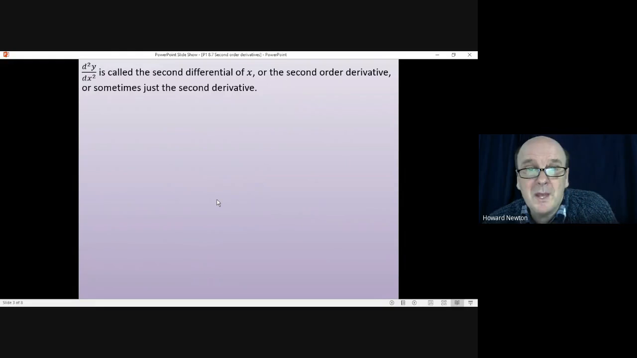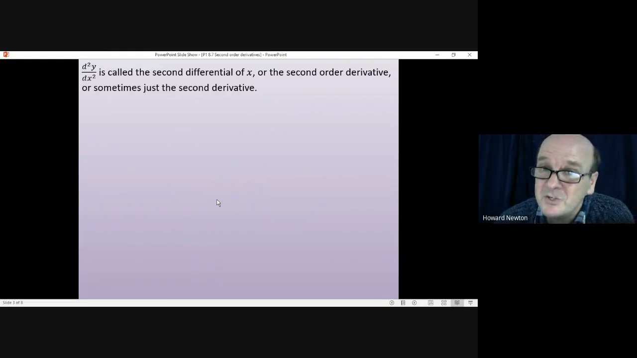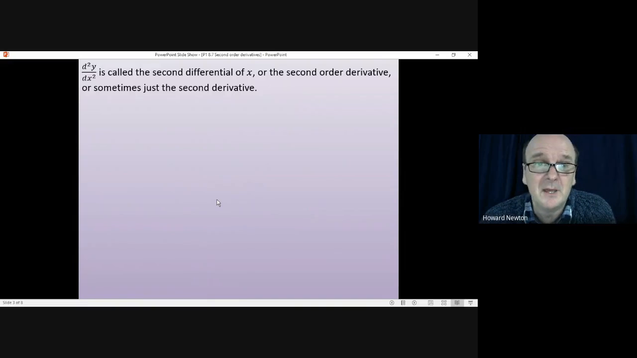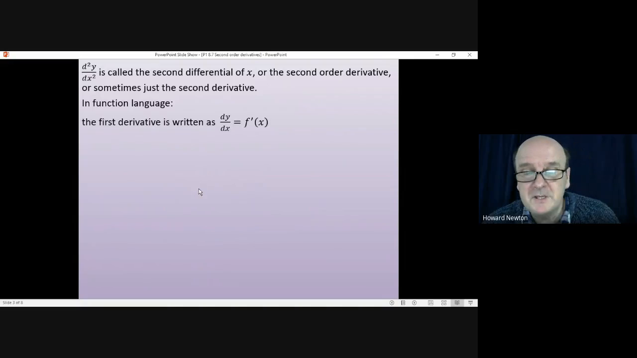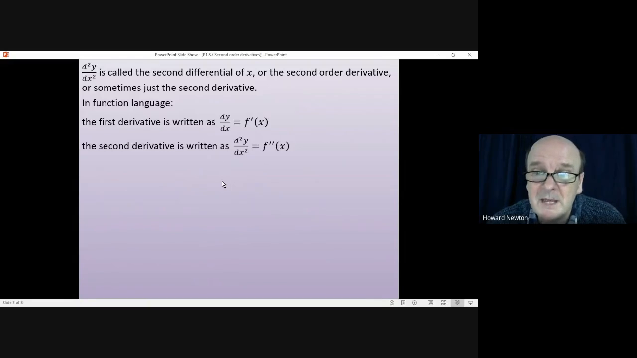d2y by dx squared is sometimes called the second differential of x, sometimes called the second order derivative, and sometimes it's just called the second derivative. Keep an eye out for any of those phrases. They all mean d2y by dx squared. In function language, what we would write is that the first derivative, dy by dx, equals f dashed of x. The second derivative, d2y by dx squared, is equal to f double dashed of x.